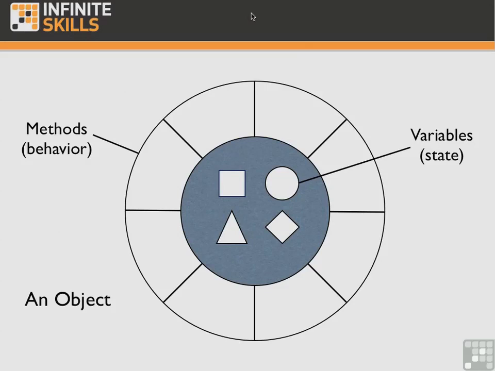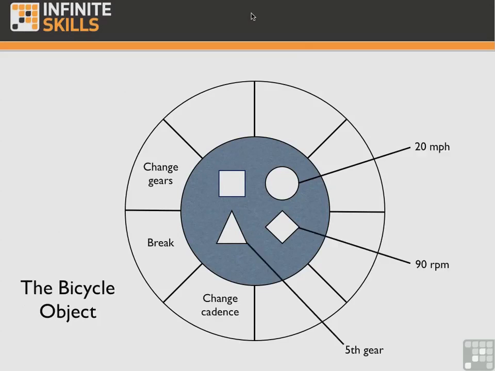Hiding the internal state and requiring all action to be performed through an object's methods is known as encapsulation. This is a fundamental principle of object-oriented programming. Consider the bicycle example. By attributing state, such as the current speed of 20 miles per hour, the current pedal cadence of 90 RPM, and the current gear, which would be fifth gear, and then providing methods for changing that state, the object remains in control of how the outside world is allowed to use it. For example, if the bicycle only has 6 gears, a method to change gears could reject any value that is less than 1 or greater than 6.